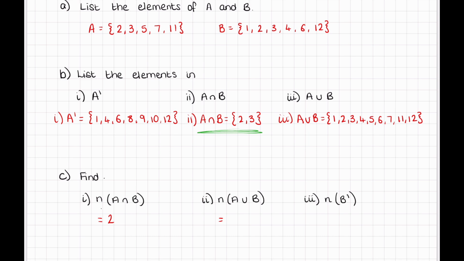Now in part 2, we want how many, the number in A or B, A union B. So how many do we have in the union? Which is part 3 from above. How many numbers do we have there? 1, 2, 3, 4, 5, 6, 7, 8, 9. So we have 9 in the union of A and B.